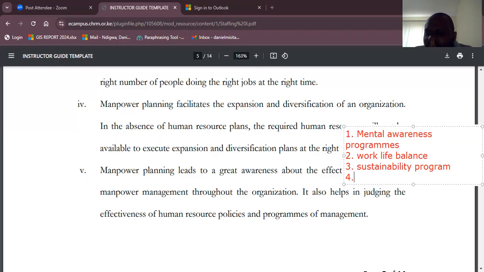And one of the reasons that led to this sustainability program is the issue of coronavirus in 2019, 2020, where some organizations were shaken as a result of corona. So organizations have seen the need of trying to incorporate some of these trainings and policies. And currently we are talking about data protection.